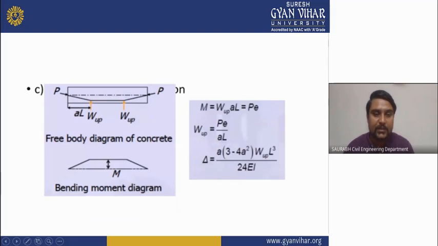Coming to the next, it shows the free body diagram of the concrete and also the bending moment diagram, which you can see here. This is your bending moment diagram, and here M will be equal to w p a L, equal to P e, and w p will become P e upon a L. By this you can determine the deflection of a beam by delta is equal to w u L to the fourth upon 24 E I times (3 minus 4 a square).